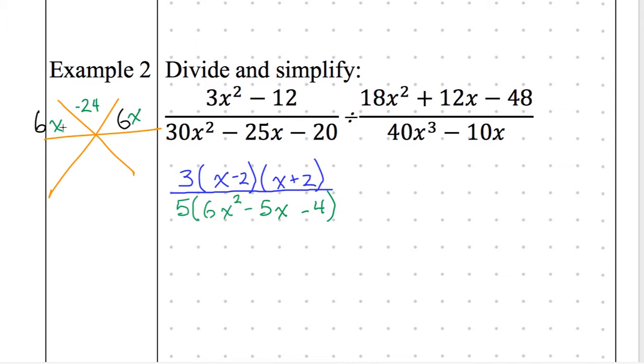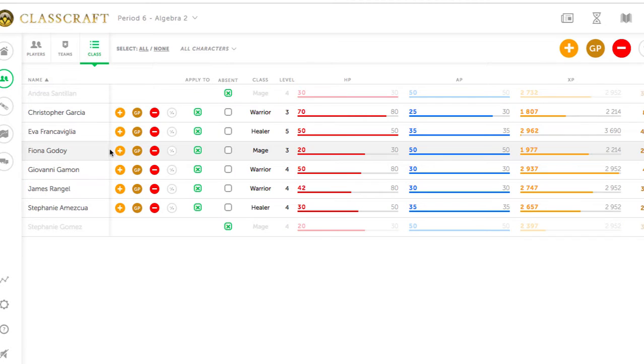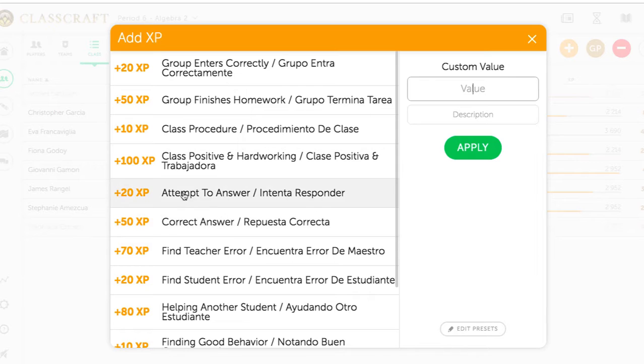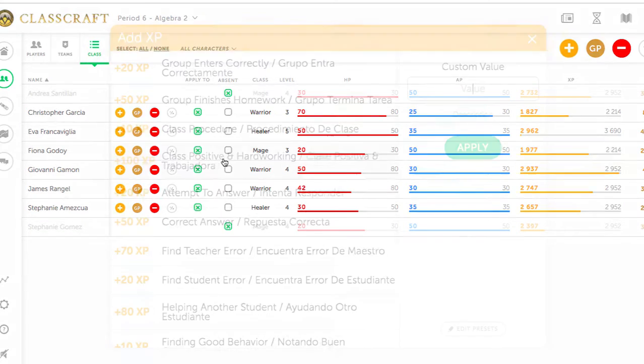So now I have that set up, and now what goes on the very bottom? Someone else. -5. Chris gets points for trying. Fiona gets points for getting it right.